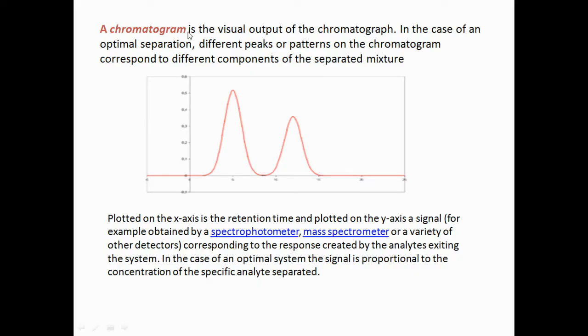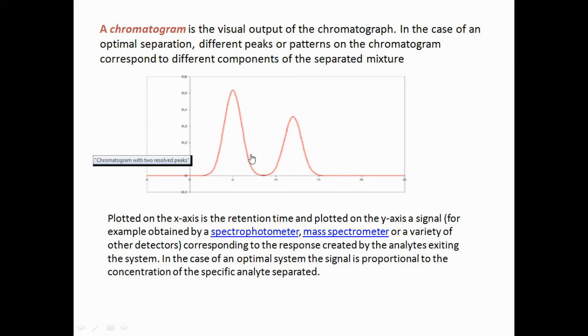Then chromatogram. A chromatogram is nothing but the visual output of the chromatograph. So after performing the experiment, we can get the output in the form of a graph like this, which is known as a chromatogram, where on the x-axis retention time is taken and on the y-axis we get the concentration and the number of peaks. Here you can see there are two peaks.